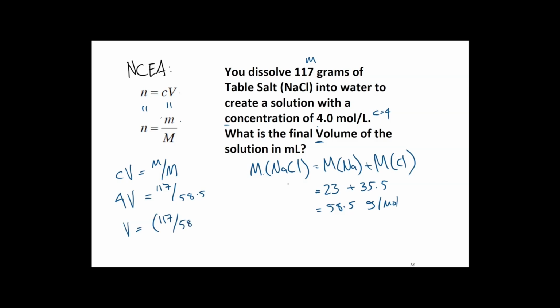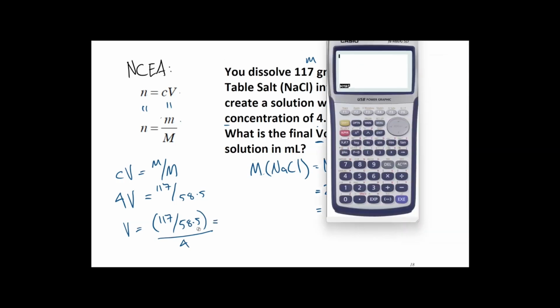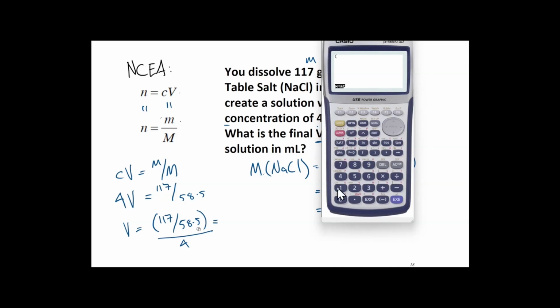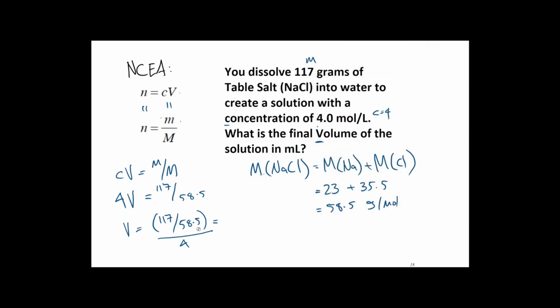All right, so that tells us that the volume is going to be 117 over 58.5, all of that divided by 4. So the calculator comes into its own. Brackets 117 divided by 58.5 is that, and then we're going to divide that by 4. 0.5, 0.5 liters. Are we done? No, we're not, because it wants it in milliliters, and that's going to be 500 milliliters.